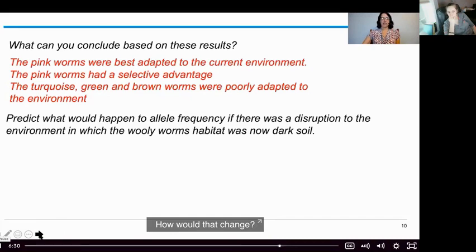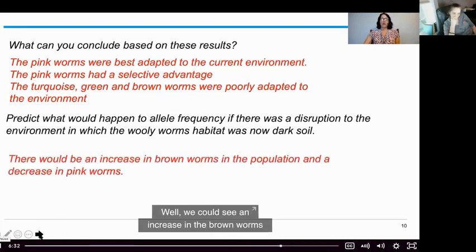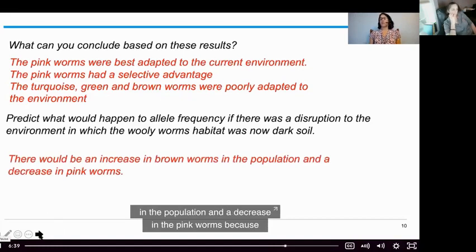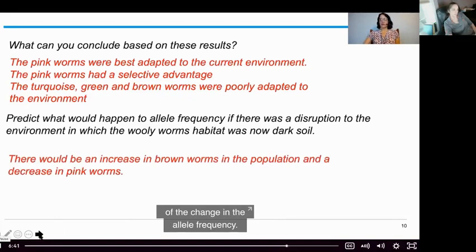How would that change? Well, we could see an increase in the brown worms in the population and a decrease in the pink worms because of the change in the allele frequency. Did you hear that because part? That's the part that students just forget to say. Okay, so we see an increase and decrease in something, and then because a change in, so evolution happens because of changes in allele frequencies from one population to the next population in the next generation. So you have to have that second piece that explains the because.